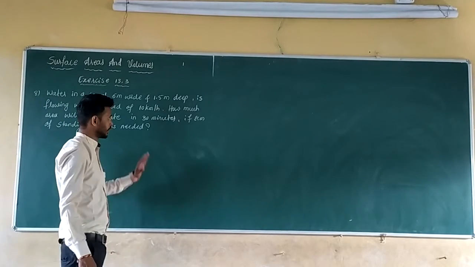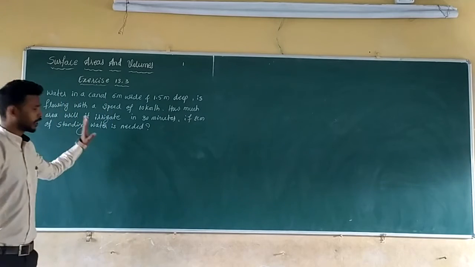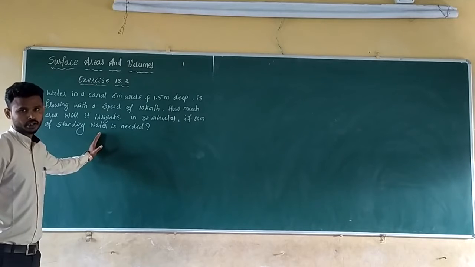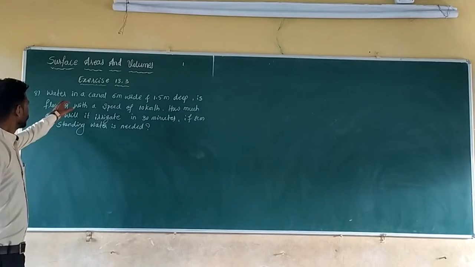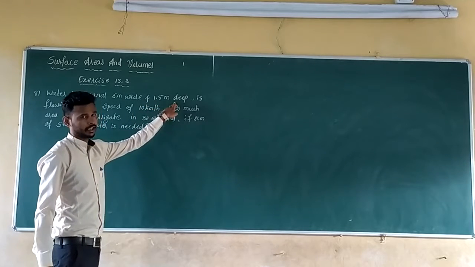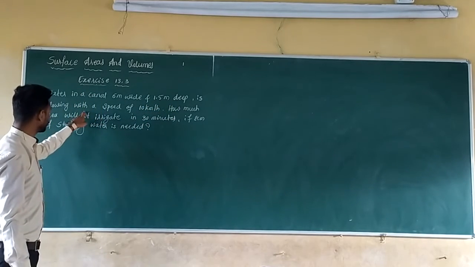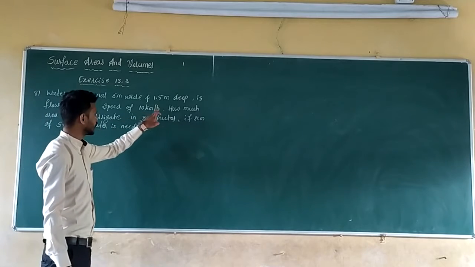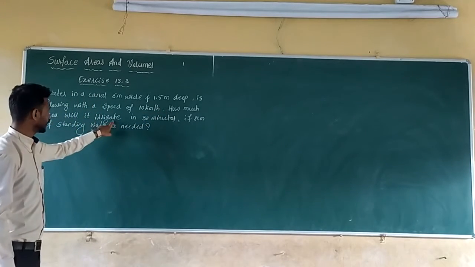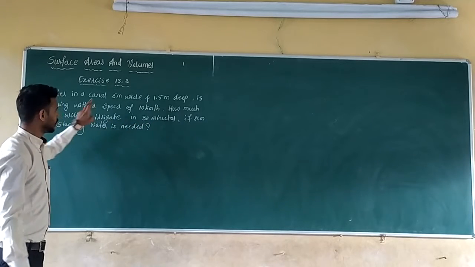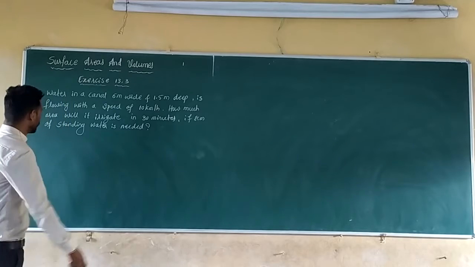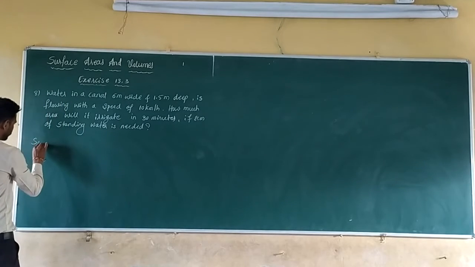Okay, dear friends, let us see the next question. Important question. This type of questions are very important. So now, water in a canal 6 meter wide and 1.5 meter deep is flowing with a speed of 10 km per hour. So how much area will it irrigate in 30 minutes if 8 centimeter of standing water is needed? So here is the canal.